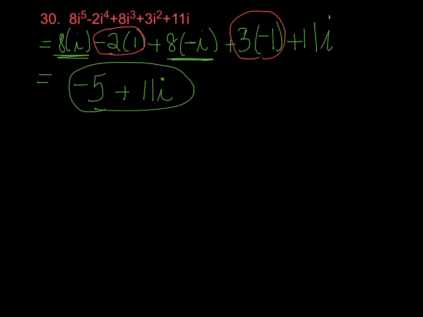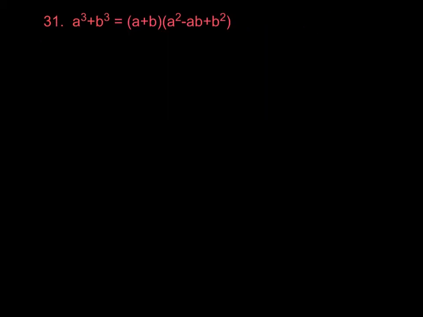The 8i's, the positive 8i and the negative 8i cancel each other out, and we're just left with the 11i. This one's asking you to prove. Now remember, when we do any kind of algebraic proof, we want to leave one side alone and not do anything to it. So I am not going to touch the left-hand side of this equation.